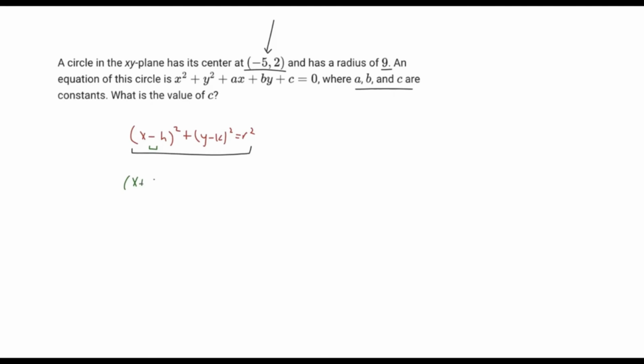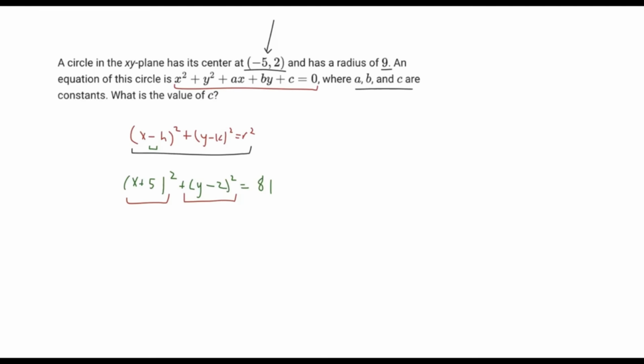So x plus 5 here is going to be squared plus y minus k. K here is just positive 2 squared equals the radius squared. The radius we know is 9, so 9 squared is 81. And so now what you'll realize is if we just expand this out, right? We have two parts here that we can expand out. If we expand this out, it'll become eerily similar to the form we have here because we're going to break it up into the x squared, the ax, the y squared, and the y parts.